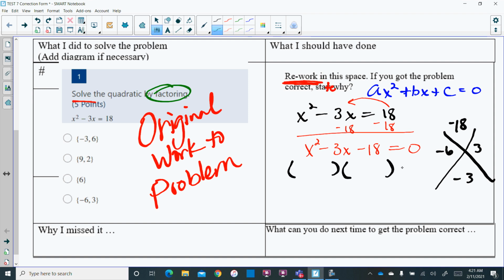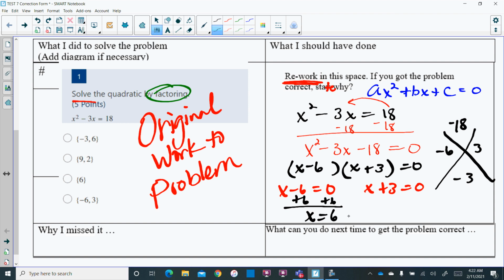Your factoring is your parenthesis part. So we should have x minus 6 and x plus 3. Then you have to take that factor, x minus 6, and make it equal to 0, and x plus 3, make it equal to 0 to solve for x. So here you have to add 6, so x equals a positive 6. And then here, x equals a negative 3, sorry. Do it one more time.